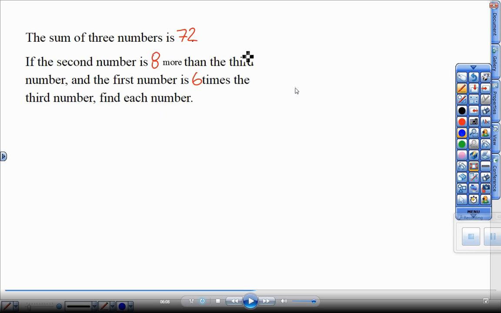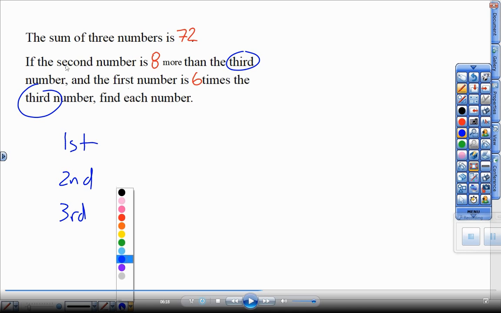We're looking to see which number got compared to more than once. So I'm looking, the second number is 8 more than the third, and the first number is 6 times the third. Since I'm talking about the third number twice there, that's the one I'm comparing everything to. I'm comparing the second number to the third one, and I'm comparing the first number to the third one. So that means the third one is the one that gets the single variable, because all the others are based on that third number.